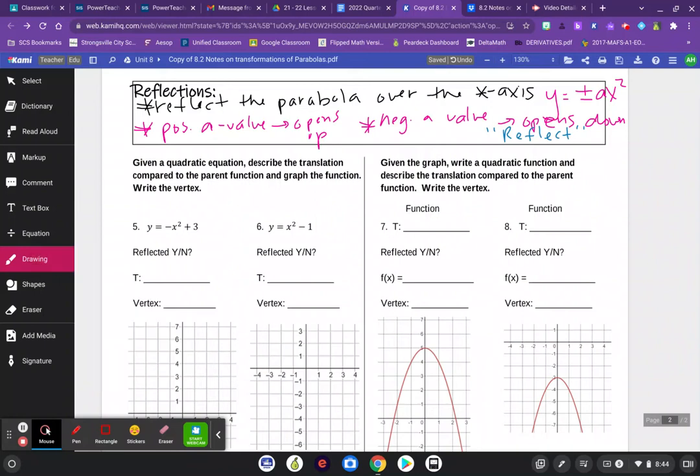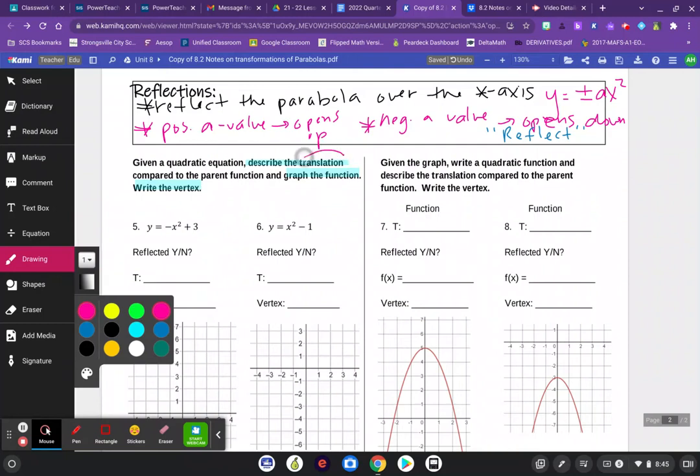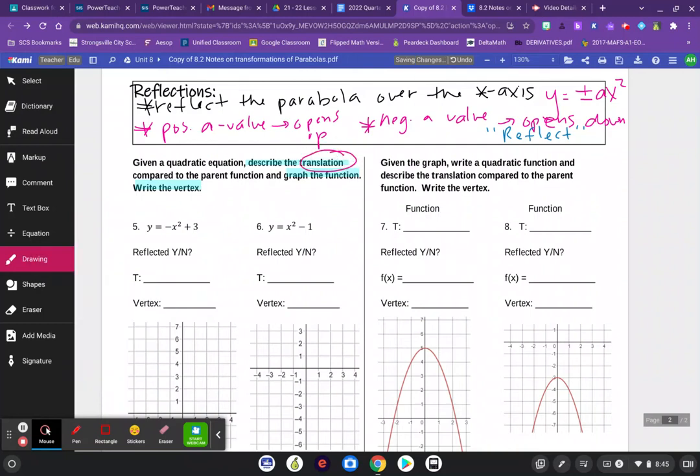And so let's go ahead and do a couple of these examples together. And the directions say that we are going to, given the quadratic equation, describe the translation compared to the parent function. We're going to graph the function, and we're going to write the vertex. When it says describe the translation, what we really mean is describe the transformation, because not only are we going to have a shift up or down, like we discussed on the front, but you may also be reflecting your graph. Okay. And so it says given, we have y equals negative x squared plus 3.